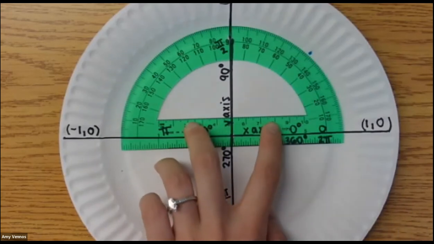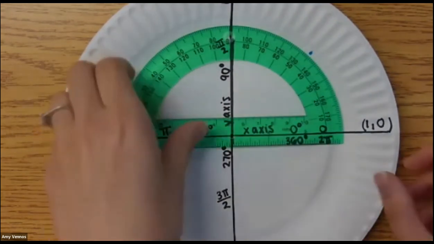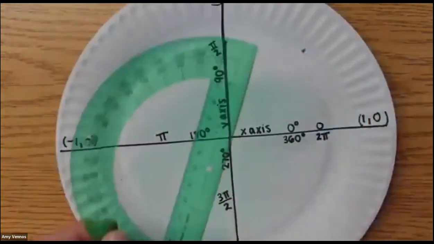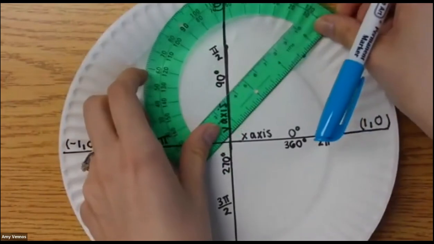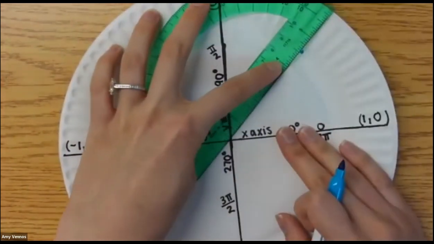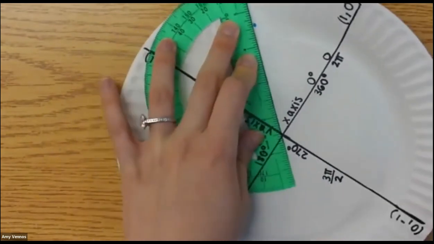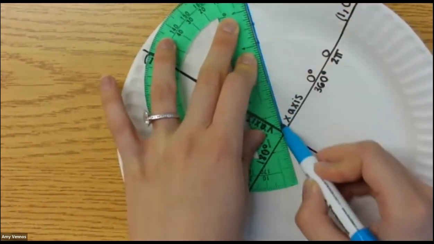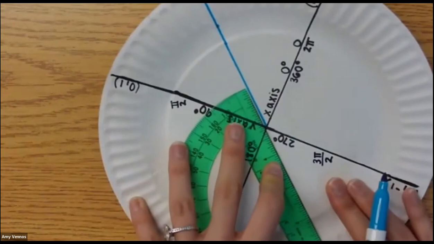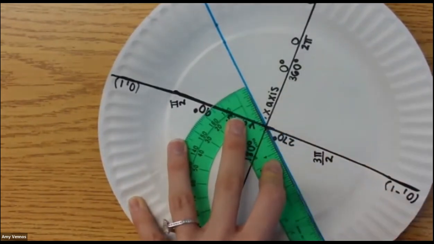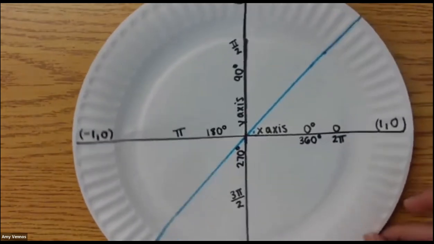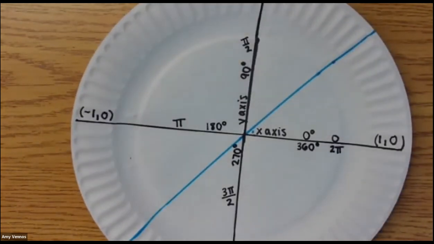Everyone good? Once you've put your dot, take the long edge of the protractor and make a little line from that dot to the center of our unit circle. Once you do that, finish the line and connect it all the way to the other edge of the plate. So all the way there. We've just made a huge diagonal line from one edge to the other at a 45-degree angle. Any questions?